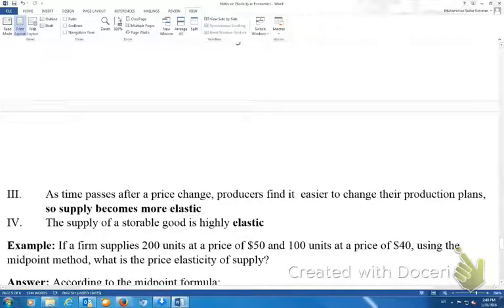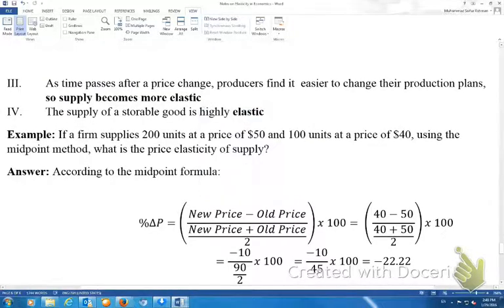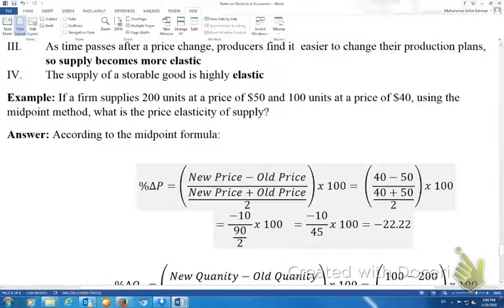Okay. Let us now look at an example. The example is straightforward. So we have a situation where the supply was 200 units when the price was 50, and it is 100 units when the price is 40. We really don't know which one is the new price and the old price. Let's for the time being assume that 200 units is the old quantity, 100 units is the new quantity.